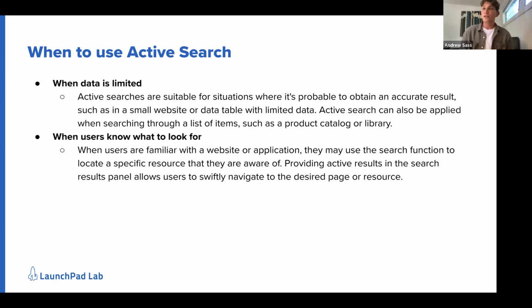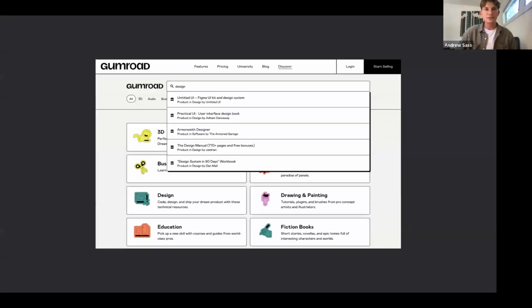Another one is when users know what to look for. If they're familiar with the content, they know what to expect. That's another great opportunity to utilize something like an active search, because they came here for a specific reason. We have a small data set that we need to share, and they can find it relatively quickly and move on with their day. So that is the breakdown of an active search.